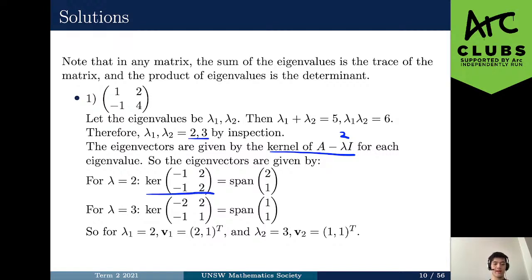And then you can just find a vector very easily, just choose one that works. Basically this is just saying that the first coordinate times negative 1 plus 2 times the second coordinate needs to equal 0.